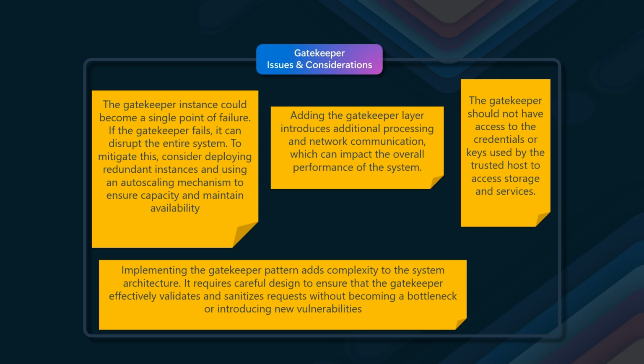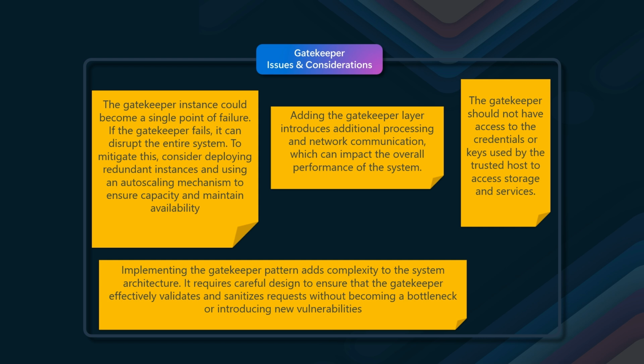The gatekeeper should run in a limited privilege mode while the rest of the applications run in full trust mode, as required to access storage and services that it needs. This ensures that even if the gatekeeper is compromised, it cannot directly access the applications or data or services.